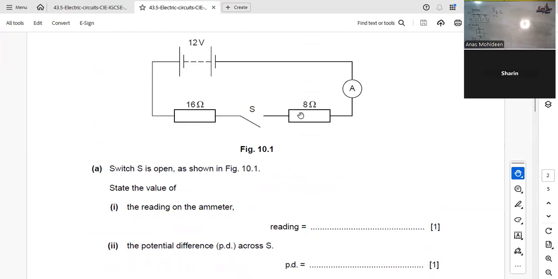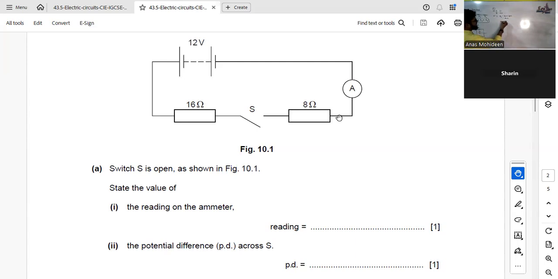First, I want to find out the total resistance here, right? How much is the total resistance? 16 ohm and 8 ohms are connected in series, one after the other. Let's say this switch S is closed. So first I want to find out RT, the total resistance. Total resistance equals 16 ohm plus 8 ohms, which is 24 ohms.